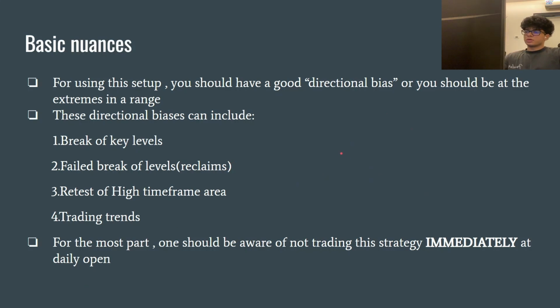So, retest of a high time frame area. Let's say price is moving like this, goes here, retests this and goes here again. This is the retest of a high time frame area. Trading trend: you trade this in an uptrend. These are the different directional biases you can have, right?